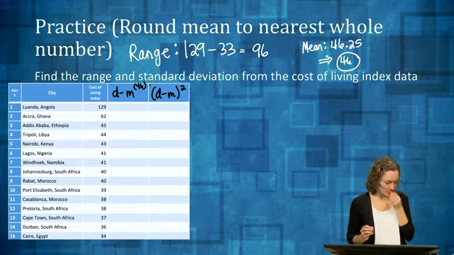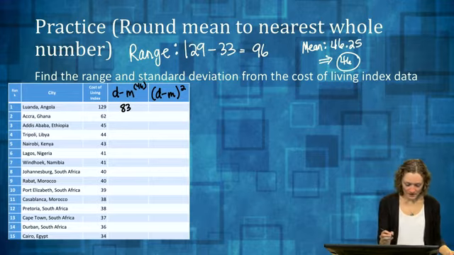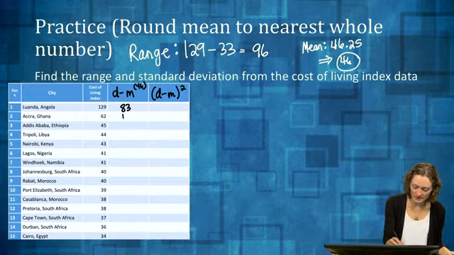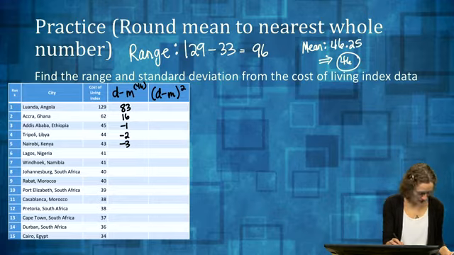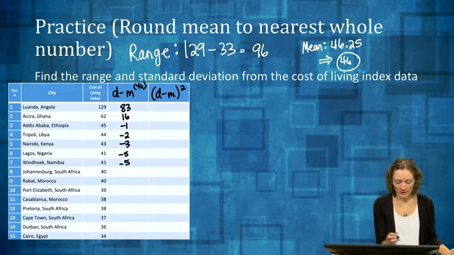46. Okay, so data point minus mean. 129 minus 46 gives us 83. 62 minus 46, 16. 45 minus 46, negative 1. 44, negative 2. 43, negative 3. 41, negative 5. We see that one twice. And just like with the mean, all data points get used.